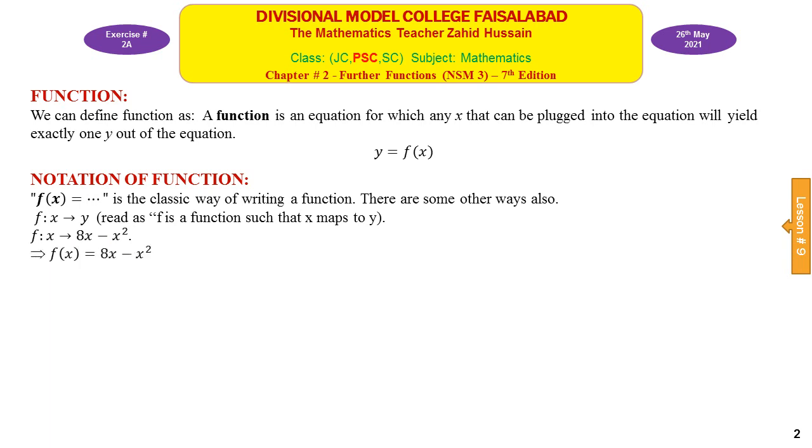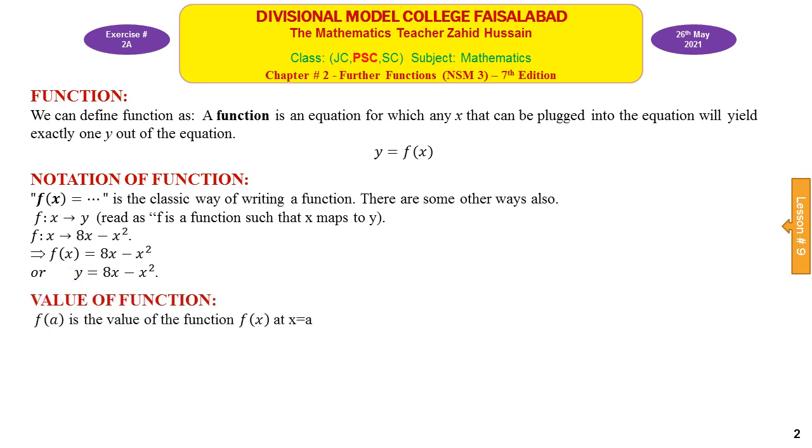Or the function can be represented by this: f of x is equal to 8x minus x square, or f of x is equal to y, where we have written y is equal to f of x. So a function can be written as f of x, or it is equal to y. On the right hand side we will put the value of x, and then that calculated value will give us the value of y.